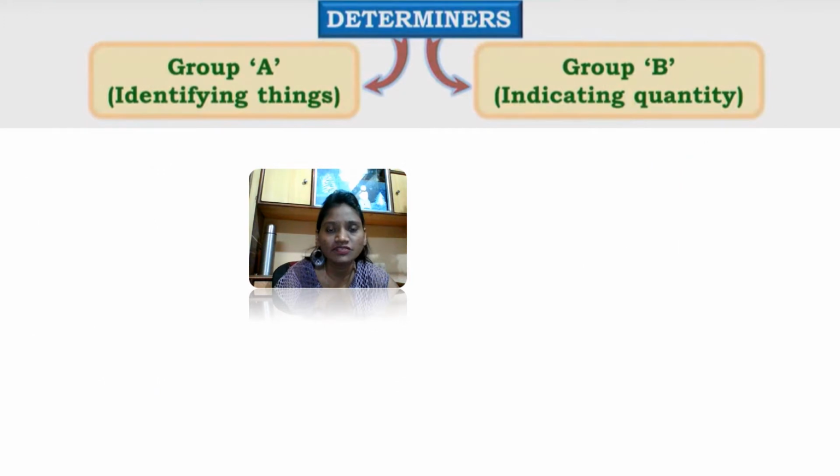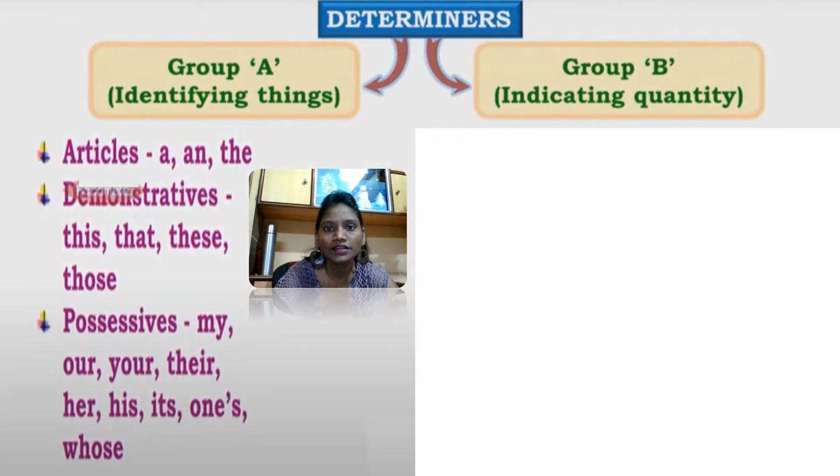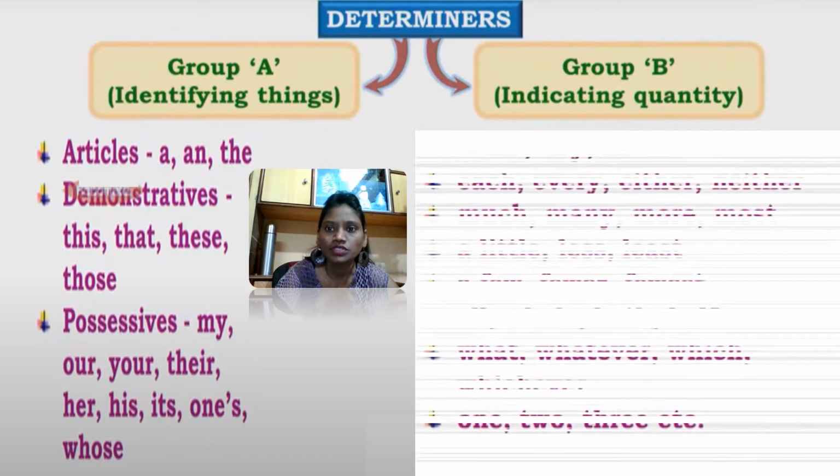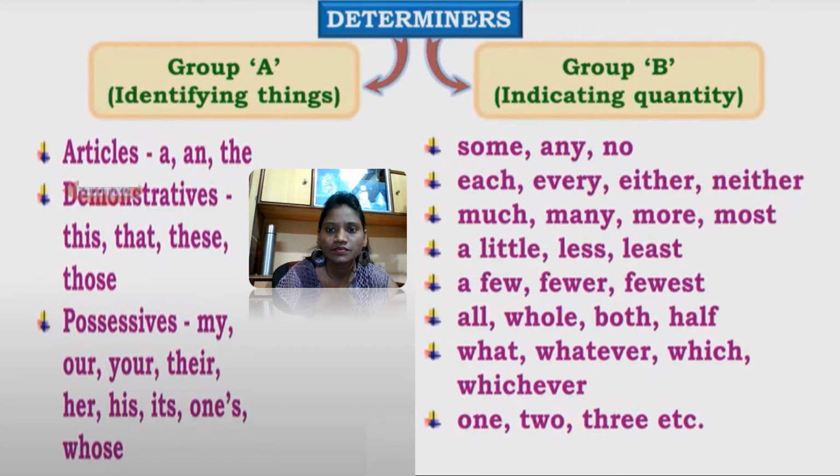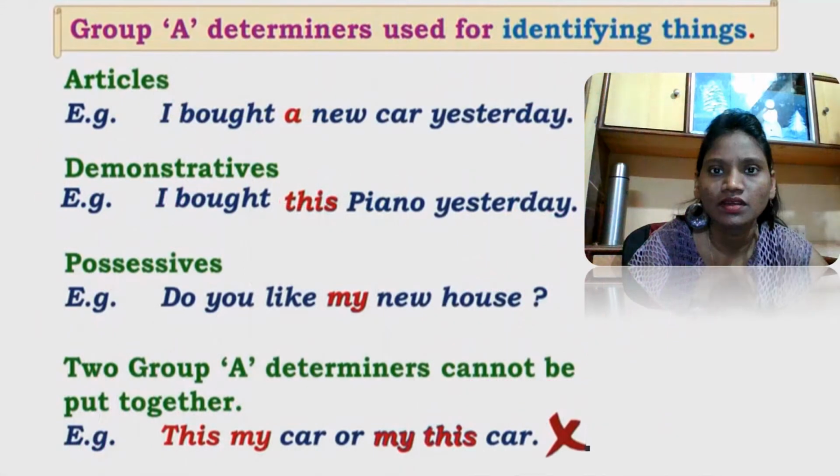We can classify the determiners into two groups. The first group helps in identifying things, and the second group helps in indicating quantity. Now let's understand each of them in detail.